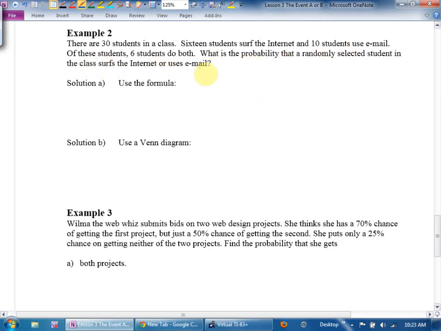If I read this correctly, what's the probability that we're using the internet? 16 out of 30. What's the probability that we use email? 10 out of 30. What's the probability that they give me both? Because "and" means both. So the probability of I and E is 6 out of 30. What does this question want me to find? The probability that they surf the internet or use email.